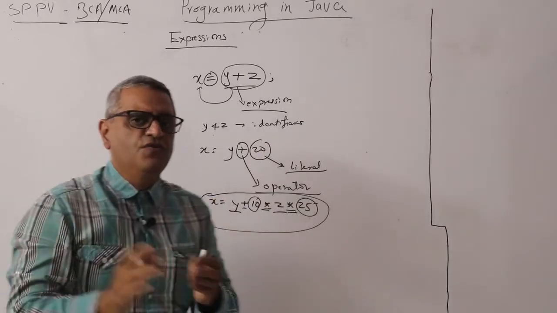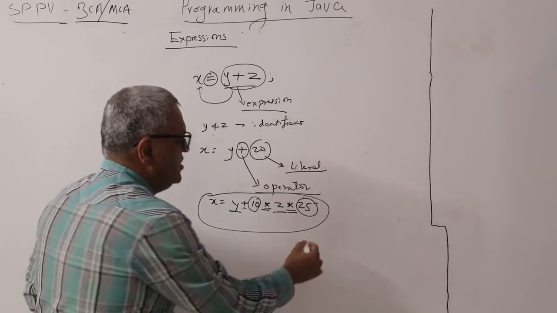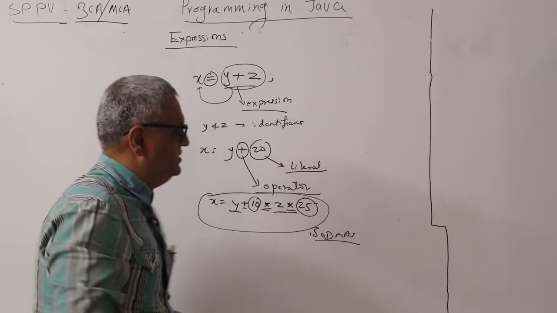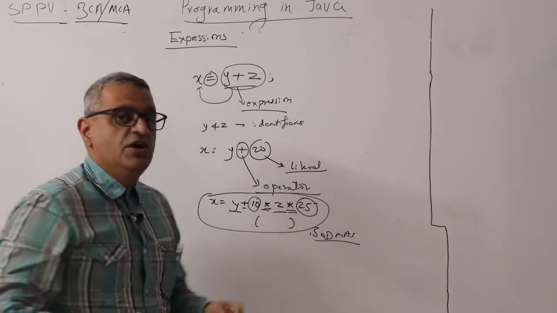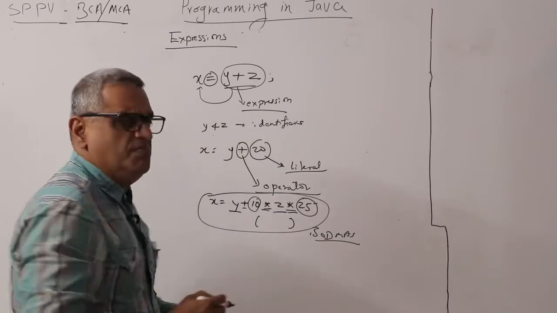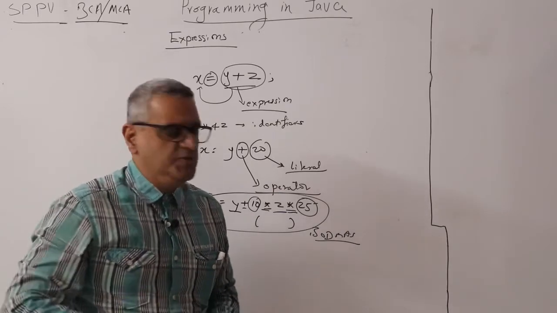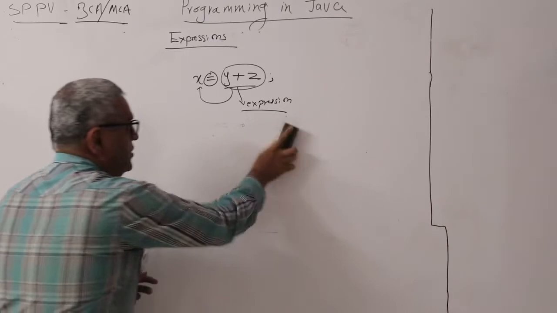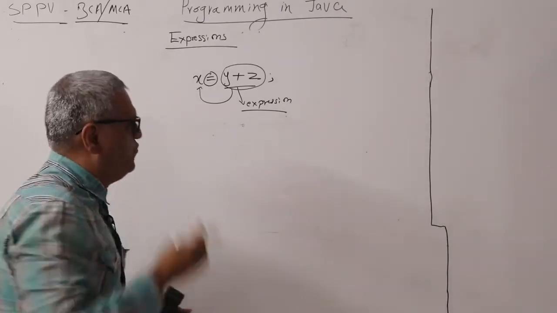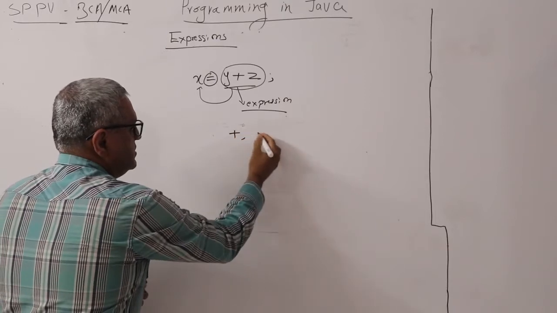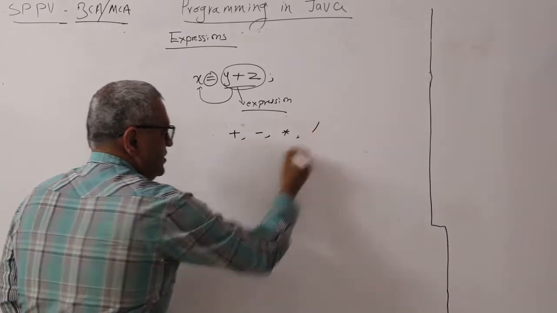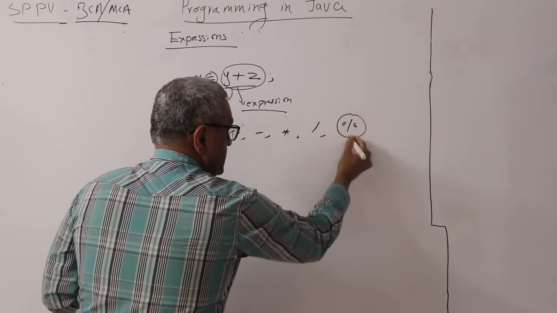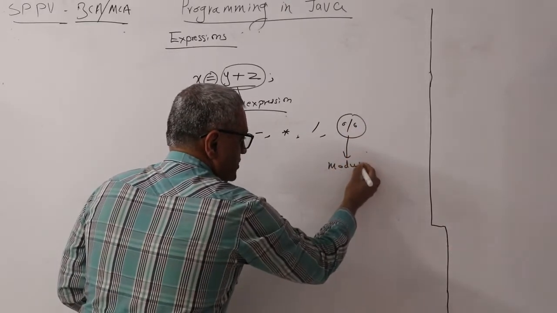And evaluation of an expression typically follows the BODMAS rule, which we have studied in mathematics. There can also be brackets within the expression. So basically this is the fundamentals of expression. Now let us see how many operators we have in basic Java. We have plus, minus, multiplication, division, and there is one more, the fifth, which is the percentage sign. This is called modulus.